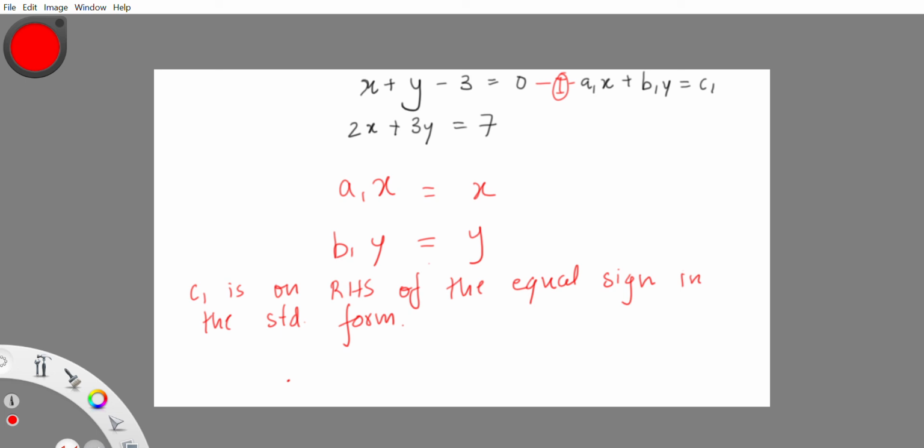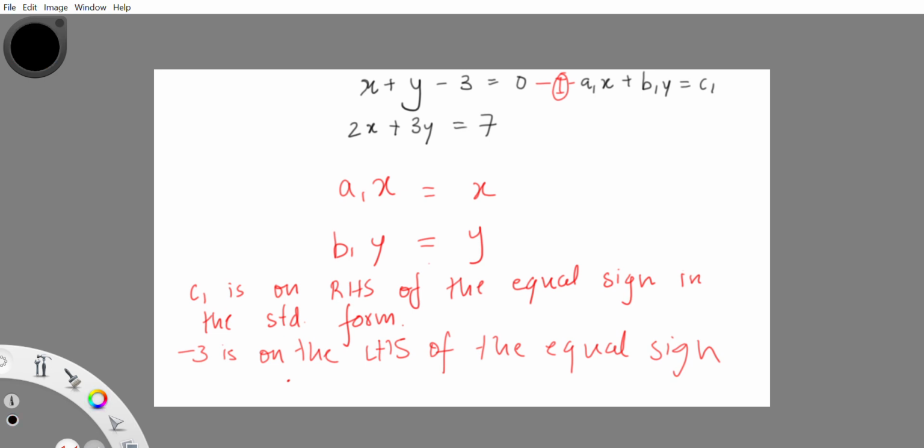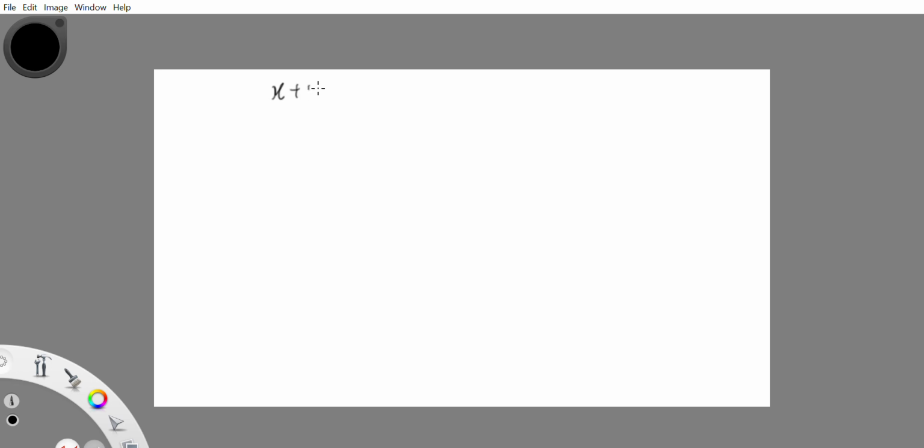But if we come back to our original first equation, our -3 is on the left hand side of the equal sign. So in order to solve this equation, the first step we need to do is make sure that both the equations are in the same form. So I have x plus y. I'll take -3 to the right hand side, so this goes as 3, and I leave a1x plus b1y is equal to c1 as it is.